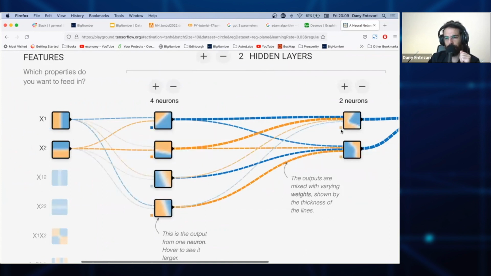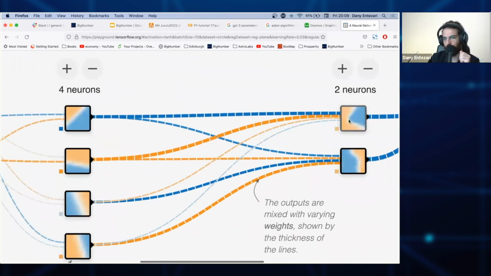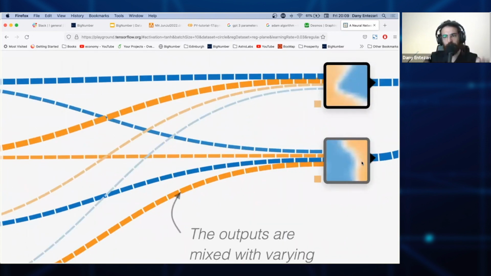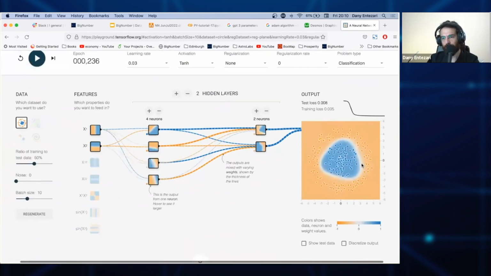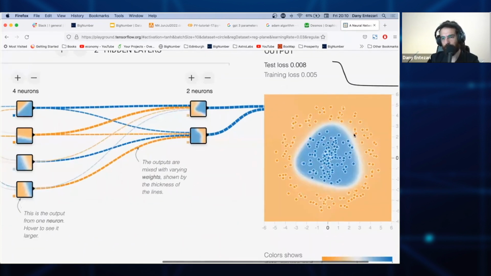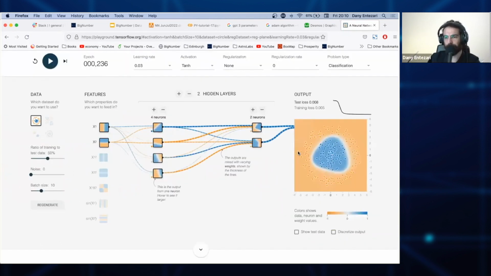1, 2, 3, 4. You can see here we have formed the first angle, and this is the second angle. Put these together, and you're able to separate these two clusters of data. Is it clear? Has this example helped you understand what we're doing?